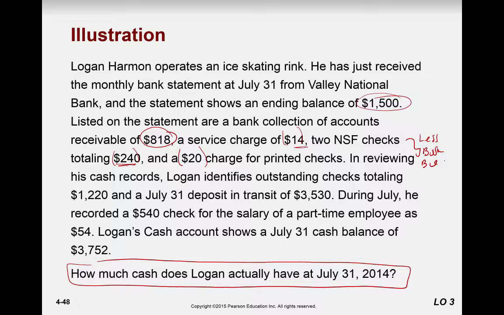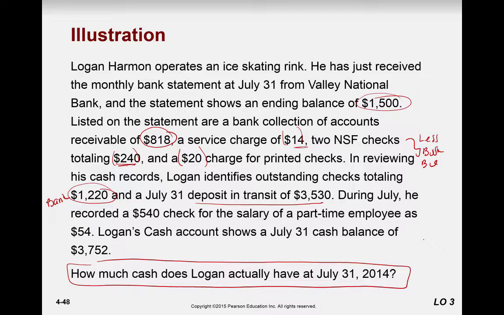And we're going to go through with this. Now, when we review our cash records, we identify outstanding checks of $12.20, which we know we're going to subtract from the bank side. And we have a deposit in transit, which we know we're going to add on the bank side.